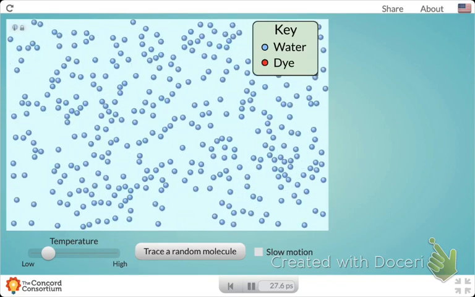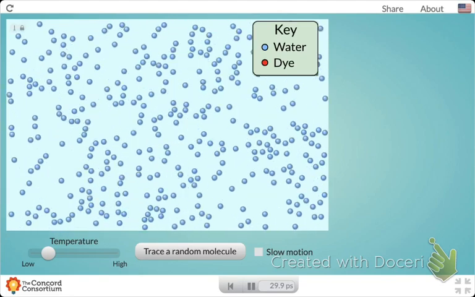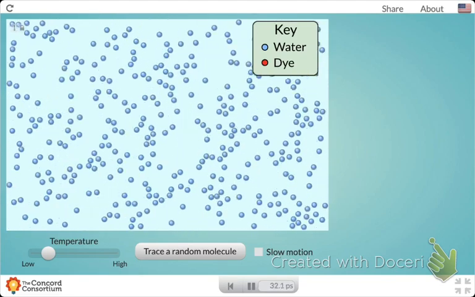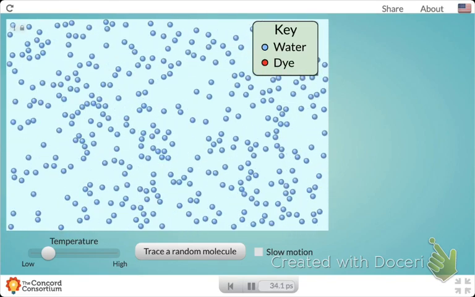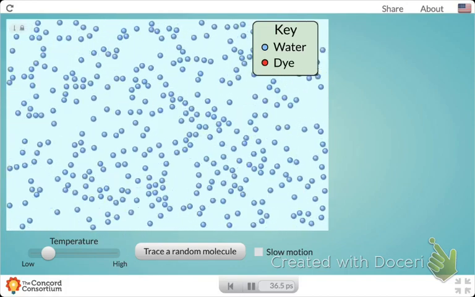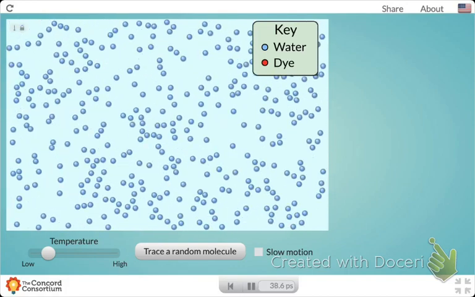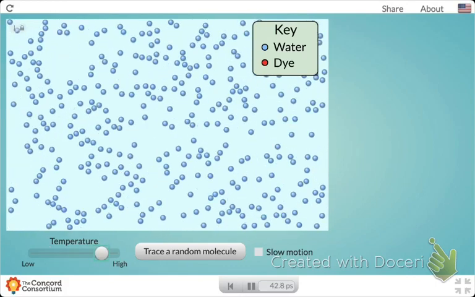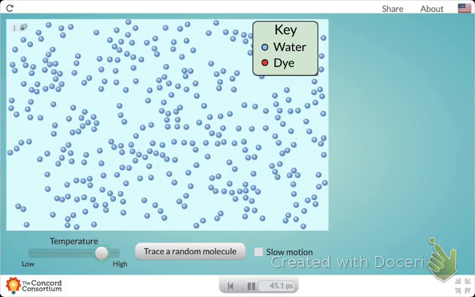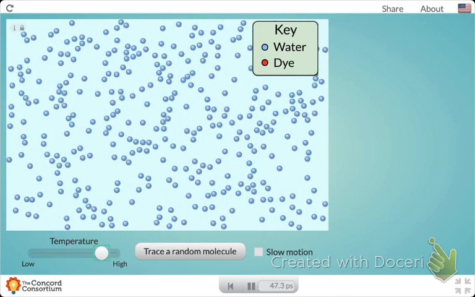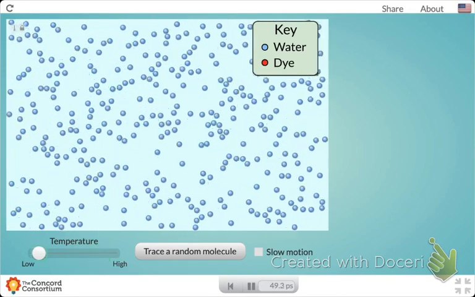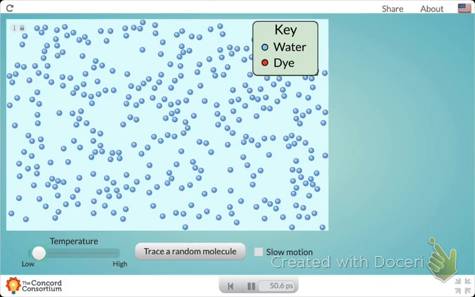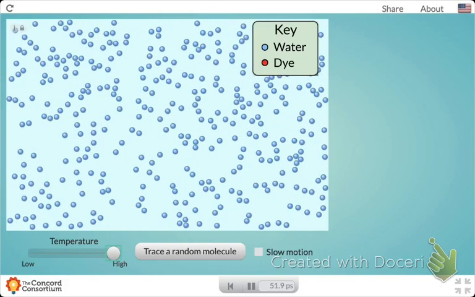So we played around with this simulation last time, where we're watching these water molecules, and they're in constant motion in this liquid. And they're bashing into each other, and they're hitting the sides of the container. And then we looked, as we raised the temperature, at how things change. So we'll look at that again. We'll take the temperature back down and then raise the temperature back up again.